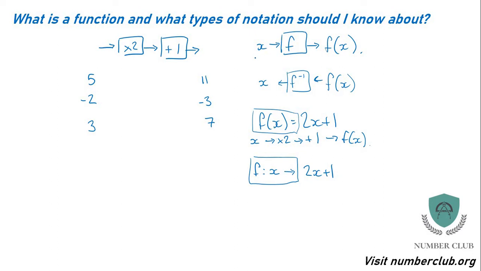You should know that when you're going through a function, you'll get from x to f of x, and when you're going for the inverse, you go from f of x back to x. Okay, so we go one way to get f of x, and we go back to undo.